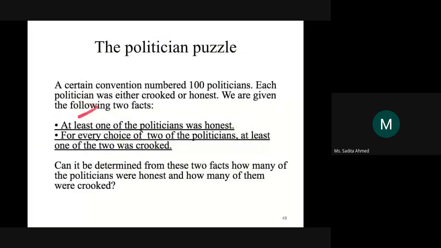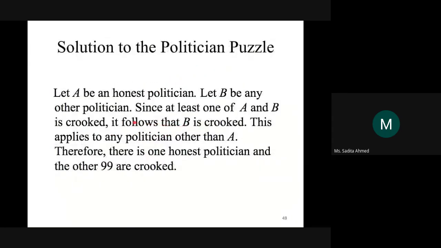So at least the first statement says that among the 100 politicians, at least one is honest. Let's say A is that one honest politician, right? So we have that fixed at A. Now the question to answer is, is there any other politician apart from A who is honest, and if so, how many? We have to find out how many honest and how many crooked, right?